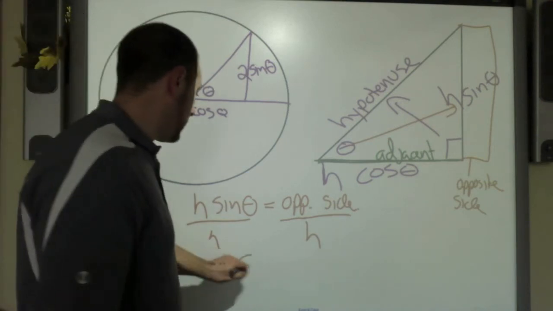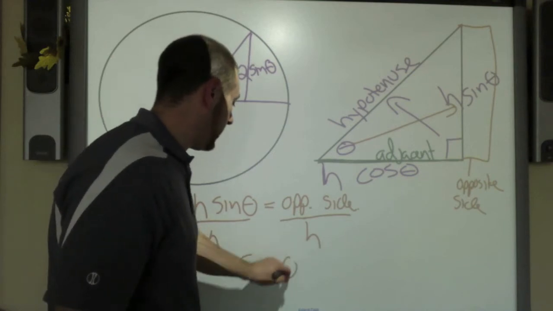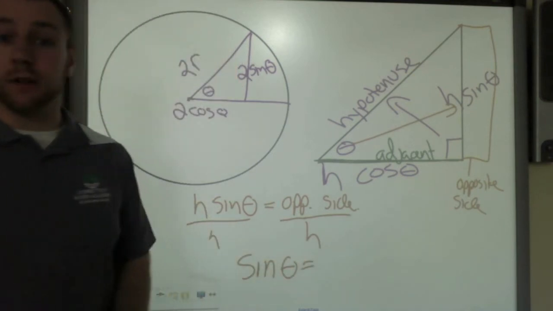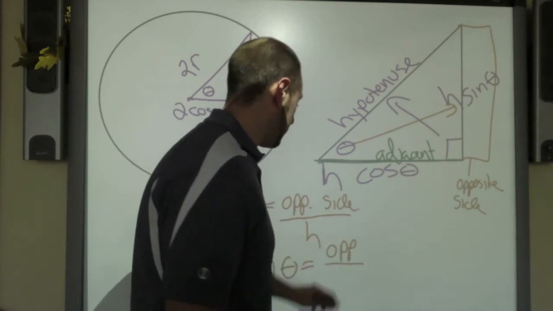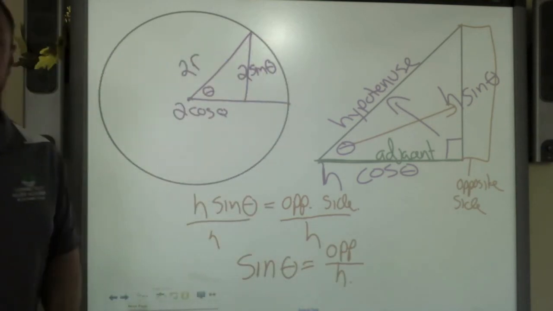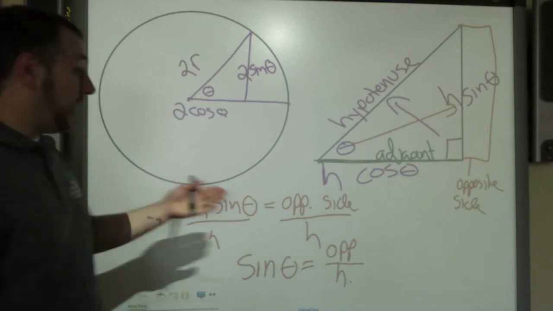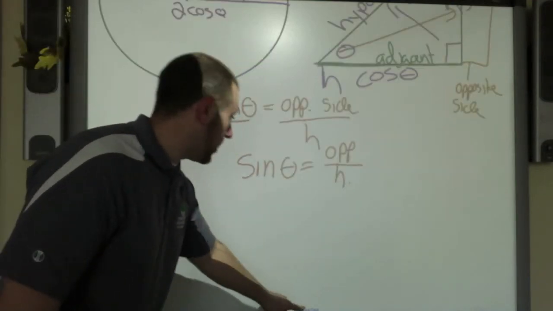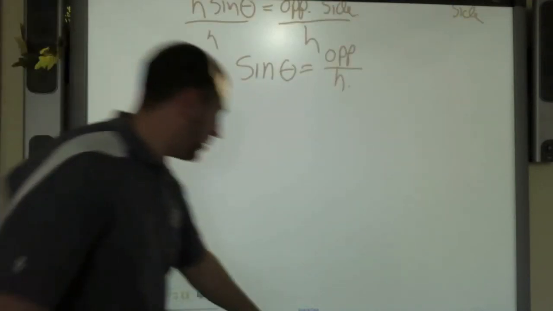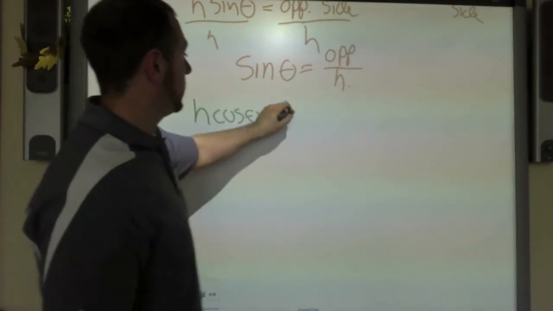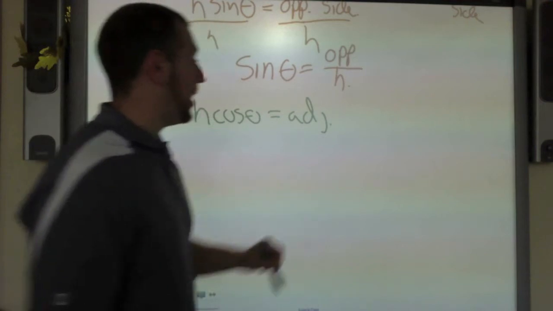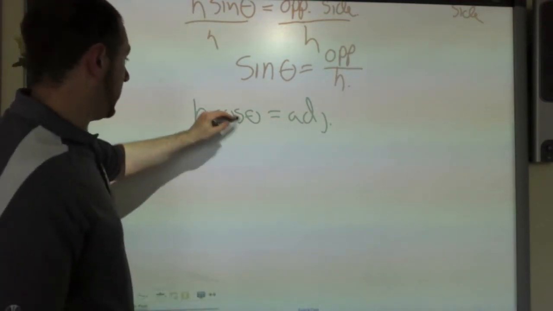Well, we don't usually relate it like that. We usually say sine theta. Oh, well, h is multiplying, so I'm just going to divide by h on this side. And I get my trig value that you'll hear all the time. The sine of any angle in a right triangle is equal to the opposite side divided by the hypotenuse.